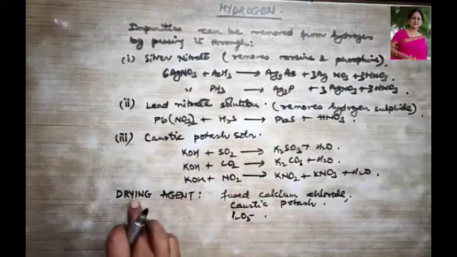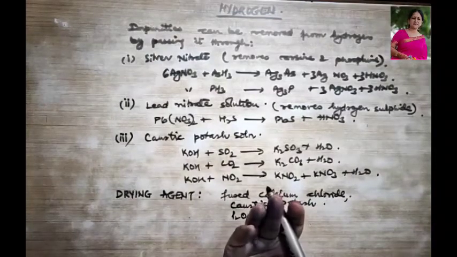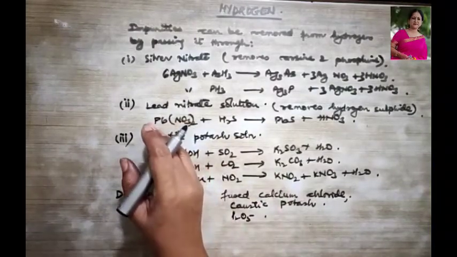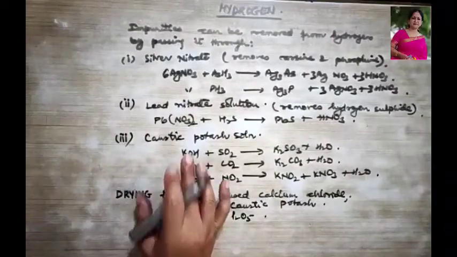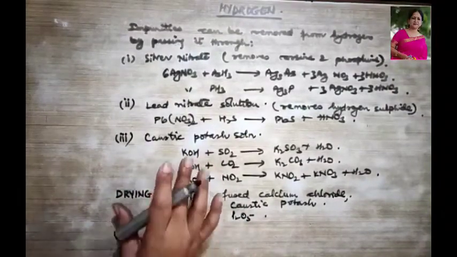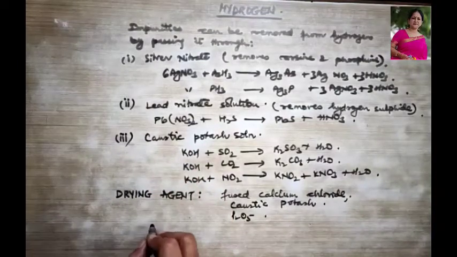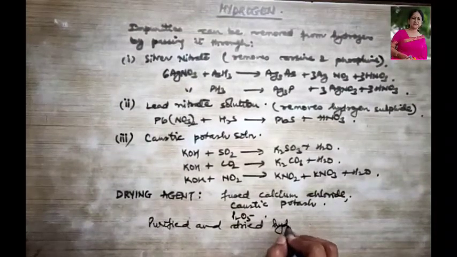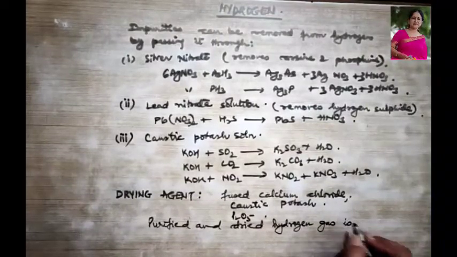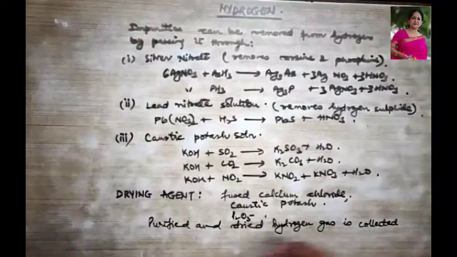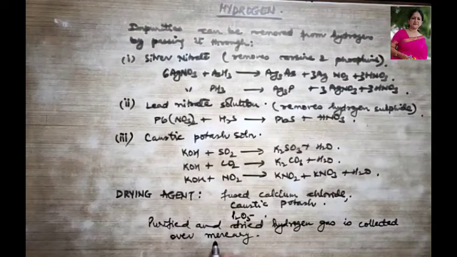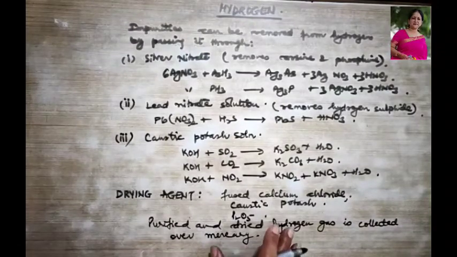So the gas is purified after passing through the drying agent, and then it is collected over mercury. Why? Because mercury, where is it placed? Below hydrogen in the activity series, and therefore it will not react with hydrogen at all, and hence purified and dried hydrogen gas is collected over mercury. I hope you understand why it is collected over mercury. What did I tell you? Because mercury cannot react with hydrogen gas. Why? Because it is placed below hydrogen in the activity series.